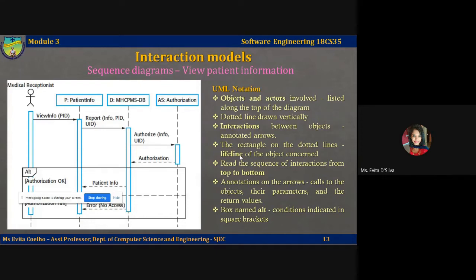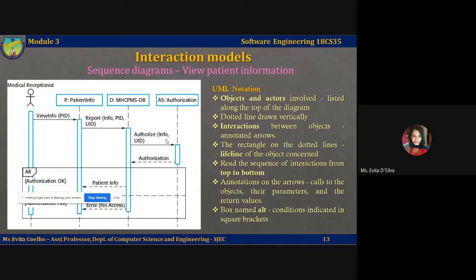In the figure on the slide is an example of a sequence diagram that illustrates the basics of the notations of sequence diagrams in UML. This diagram models the interactions involved in the view patient info use case, where a medical receptionist can see some patient information. The objects and the actors involved in the use case are listed at the top, with dotted lines drawn vertically from them.